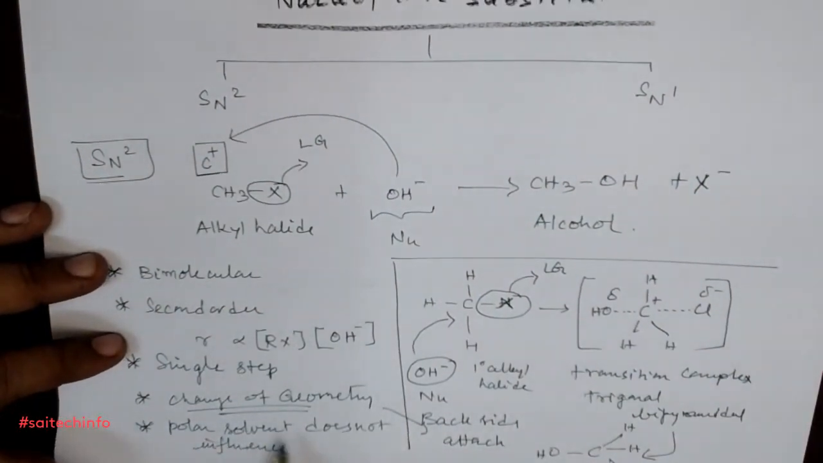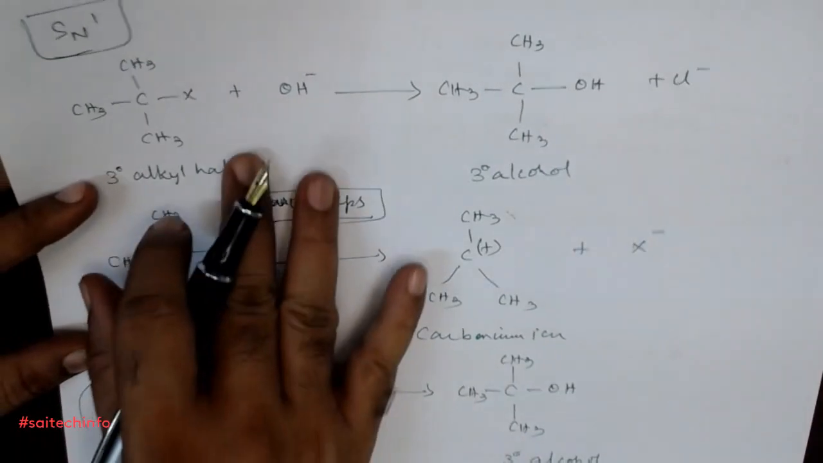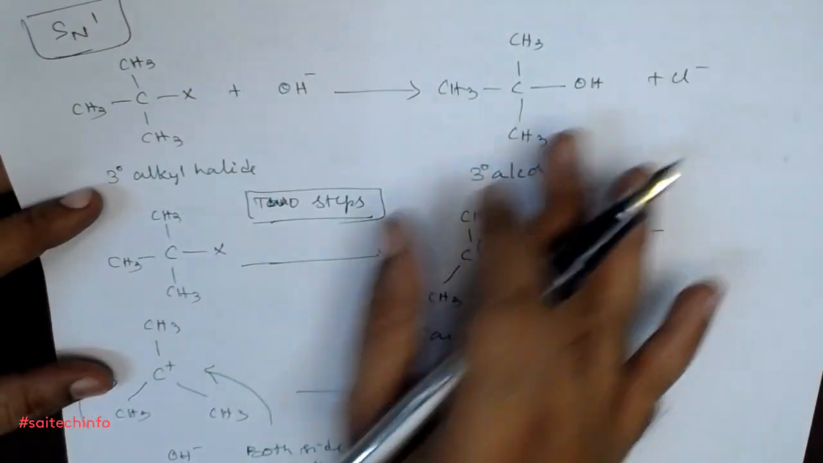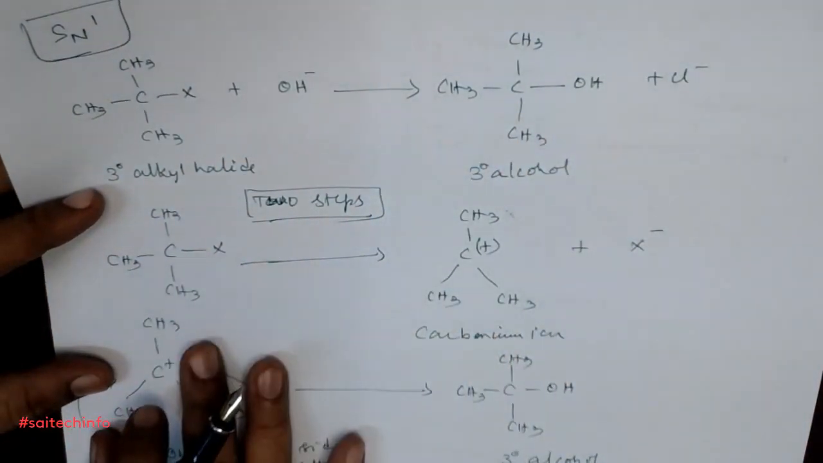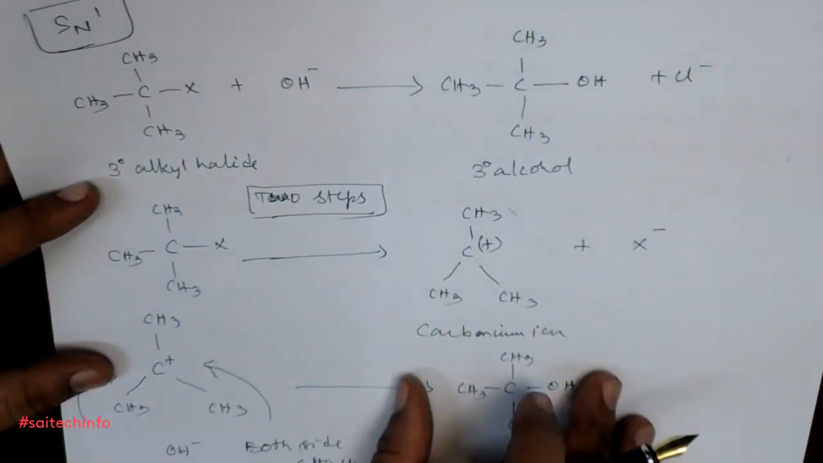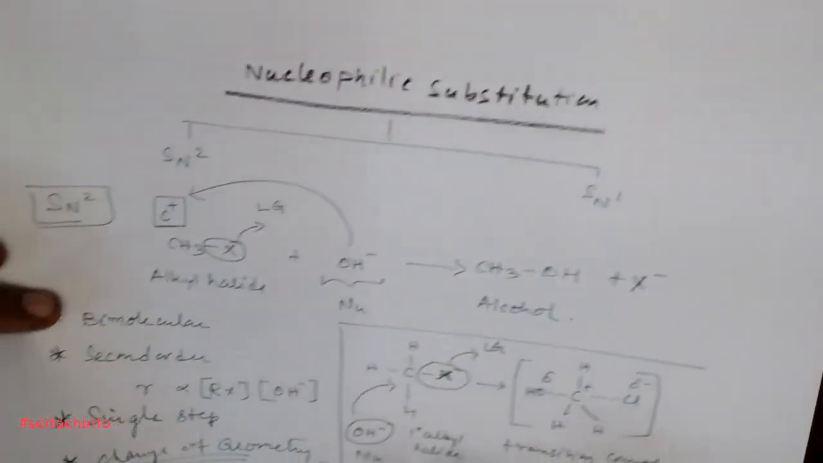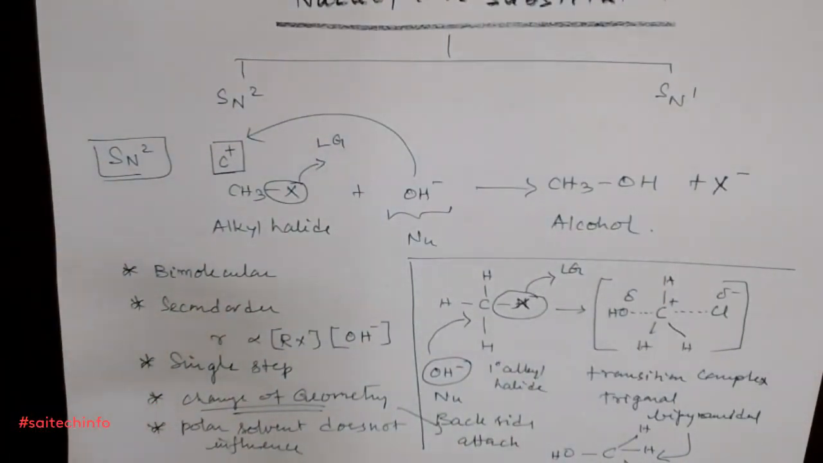And here polar solvent does not influence because it does not depend on the ionization, whereas in this case ionization should take place, and only after that this attack occurs. And there is no intermediate here, only a transition complex, but here there is an intermediate, right? Are you able to understand this?